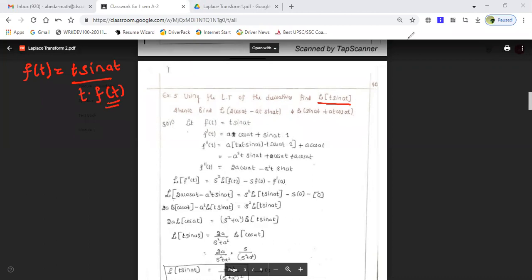Yes, Shubha, you are correct. It is in the form of t into f of t, and you can use the formula and solve it. But when they're mentioning use the derivative only. So now f of t is equal to t into sin at.